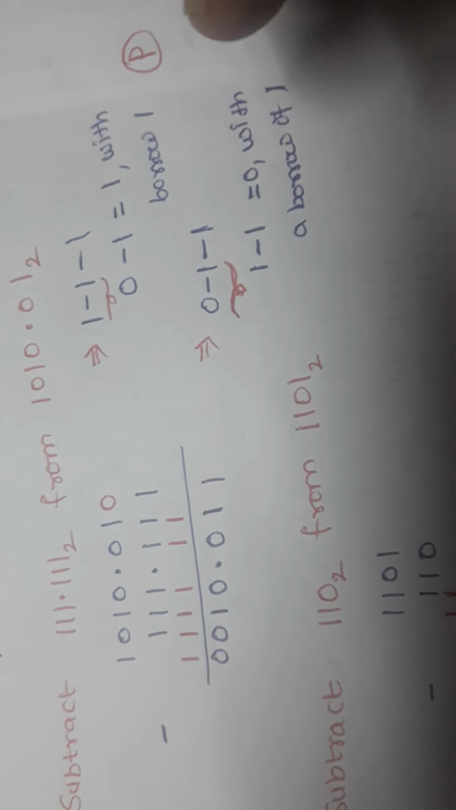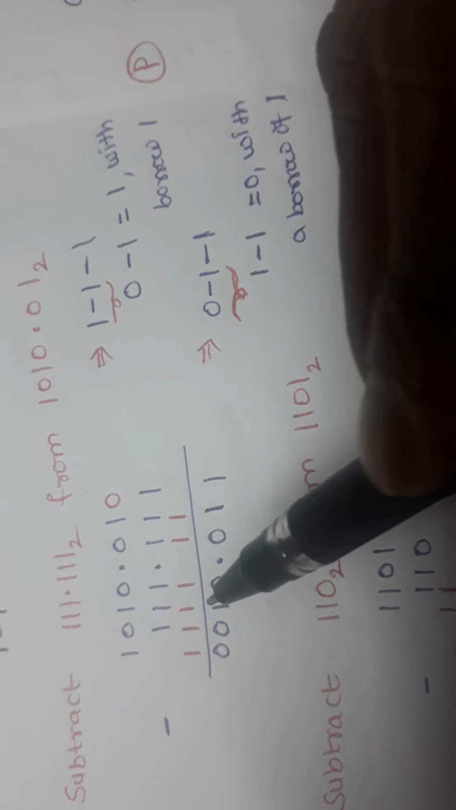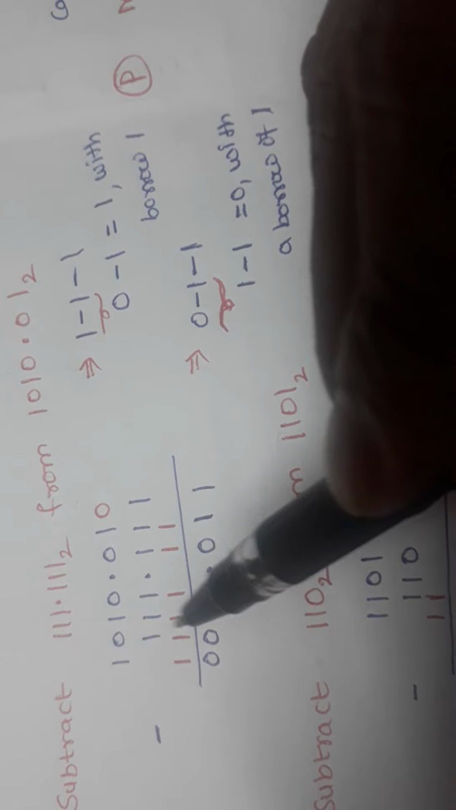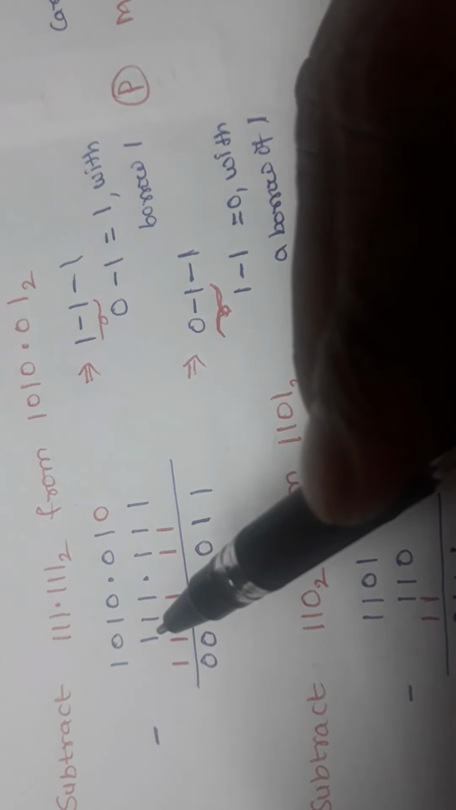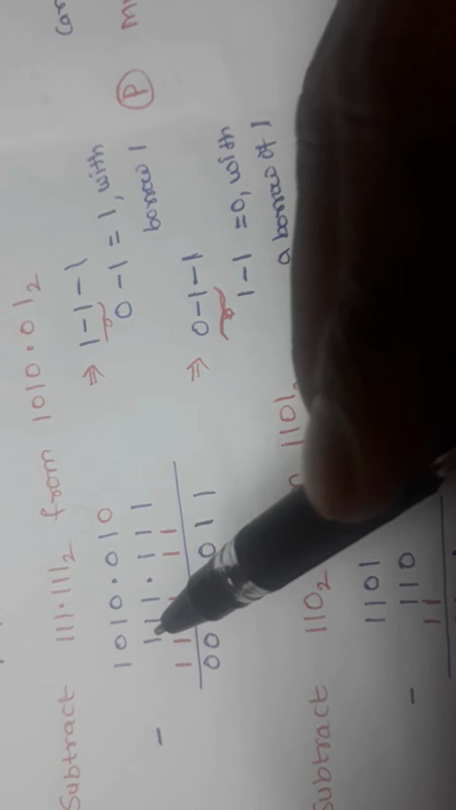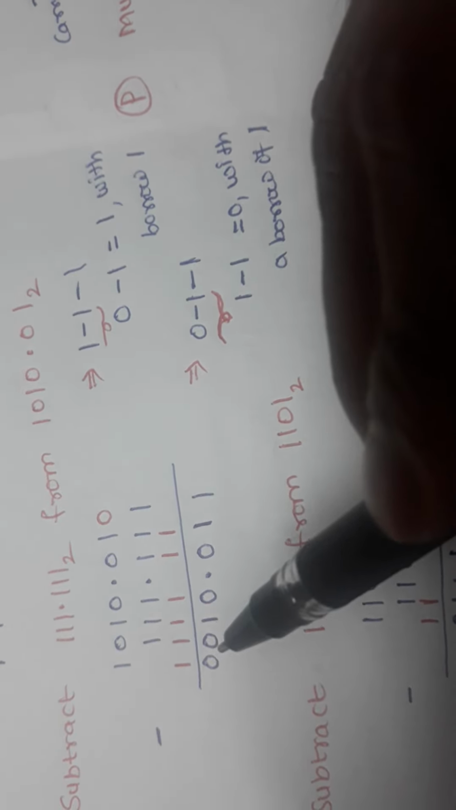Okay, now if you observe the next, 0 minus 1 minus 1, difference 0, borrow 1, 1 minus 1 which is 0, 0 minus 1, difference 1, borrow 1, 0 minus 1. Then here once again not possible, therefore 2 minus 1 is equal to 1. 2 minus 1 is 1, 1 minus 1 is 0, therefore difference is 0, borrow is 1, then finally 1 minus 1 is equal to 0.